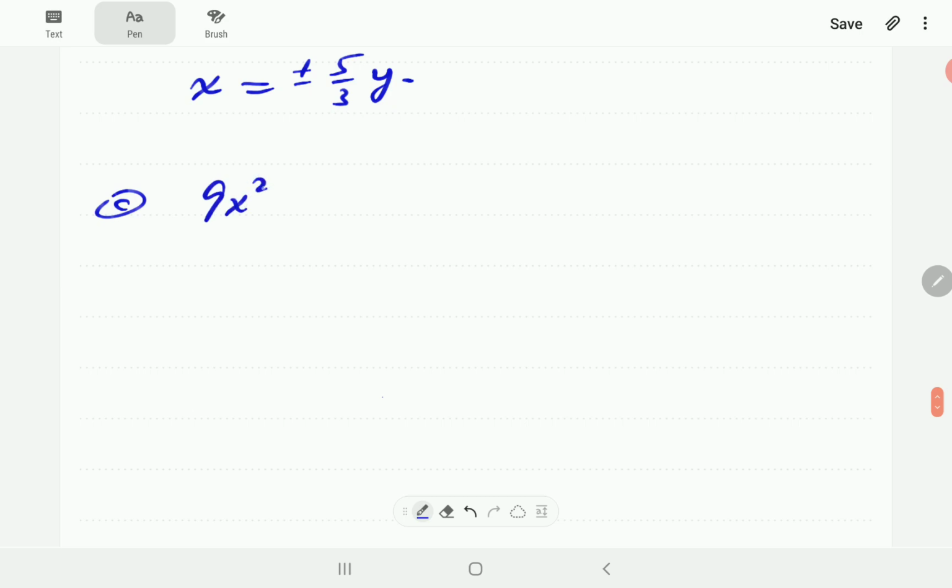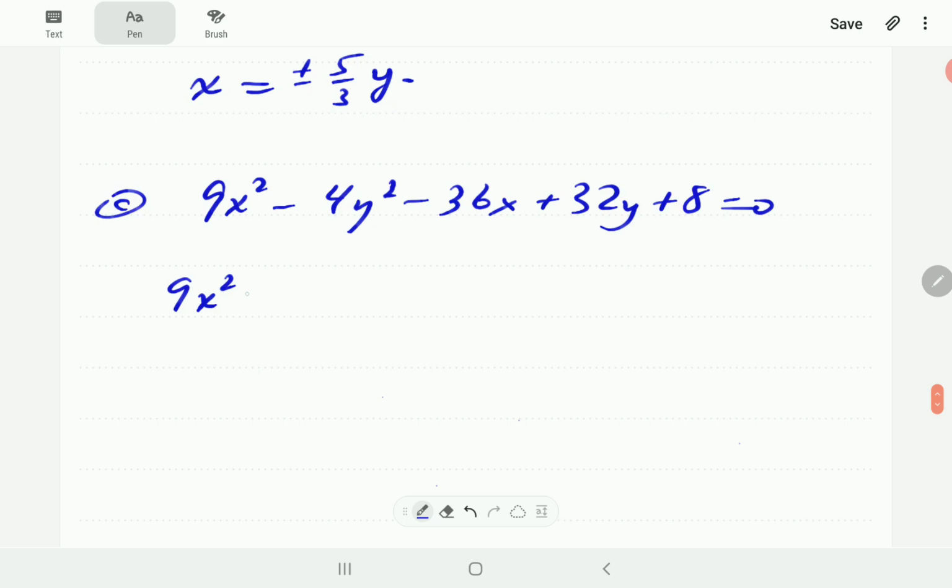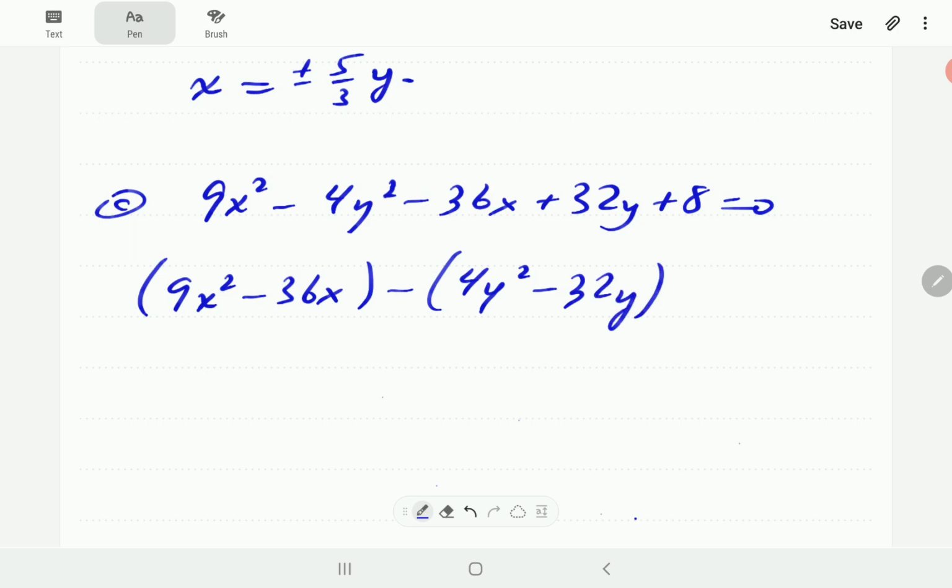In c we've got 9x squared minus 4y squared minus 36x plus 32y plus 8 equal to 0. This time we're going to have to complete the square first. So we group the x terms and we also group the y terms. So we're going to have 4y squared here minus 32y, negative 8 this side.